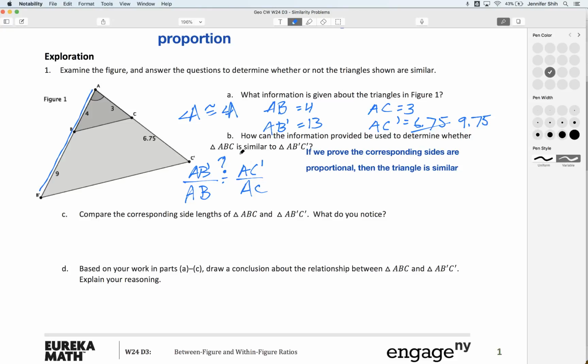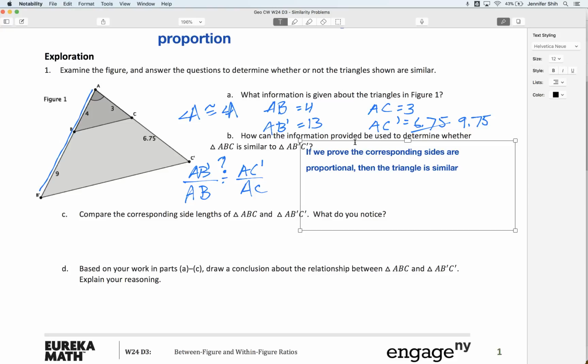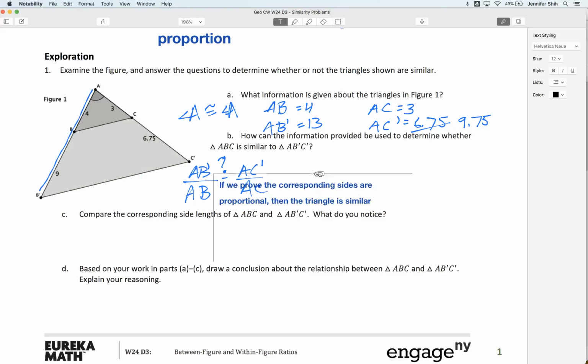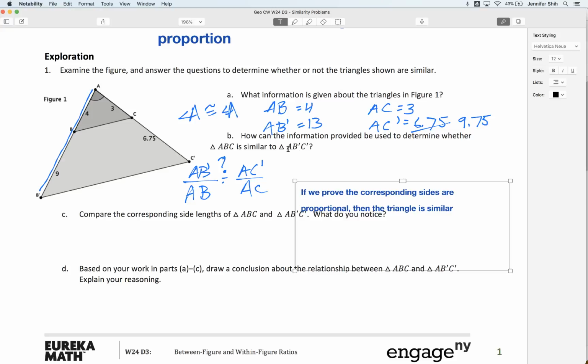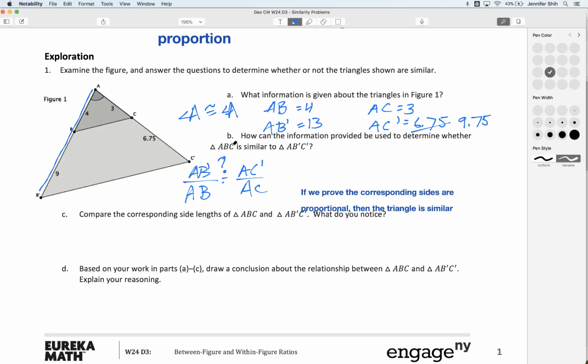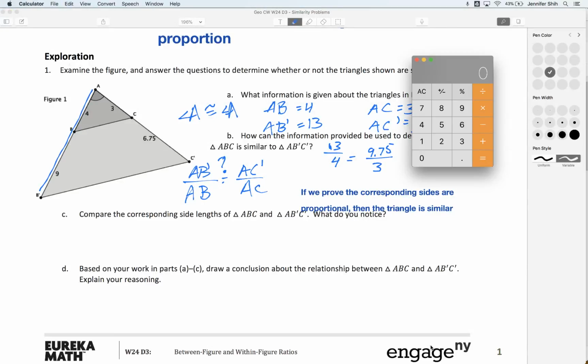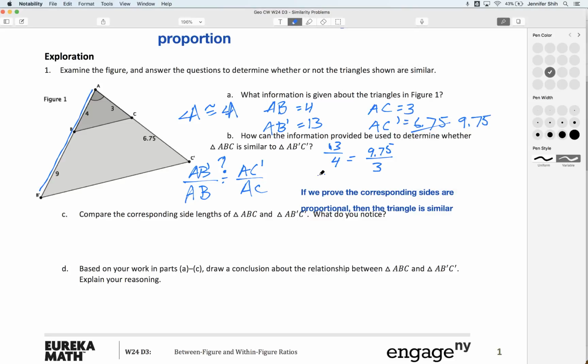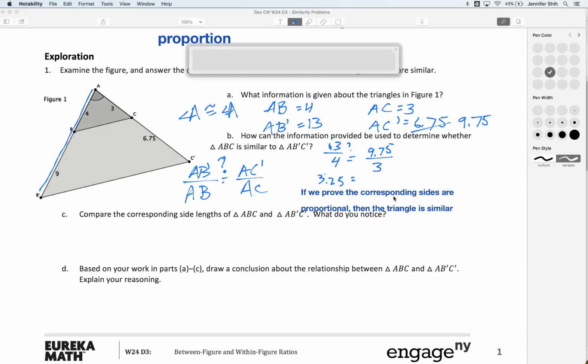So let's see. All right, let AB prime appear. So let's see, is 13 over 4 equal to 9.75 over 3? If we divide 13 by 4, I guess we can take out a calculator. 13 divided by 4 is 3.25. Is that equal to 9.75 divided by 3?